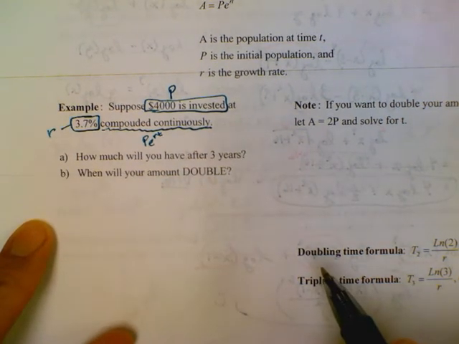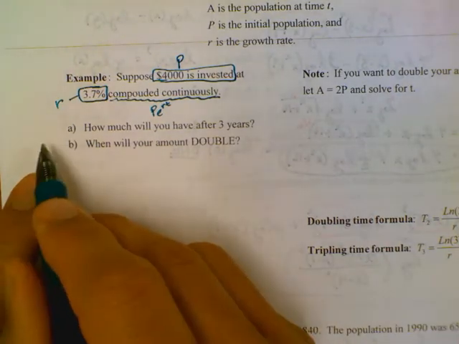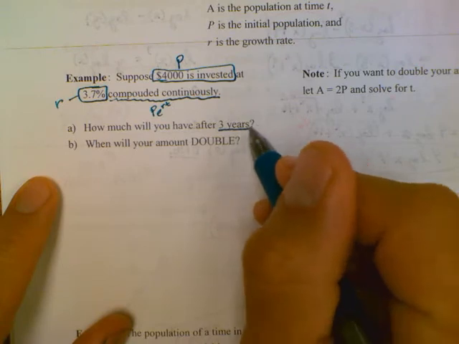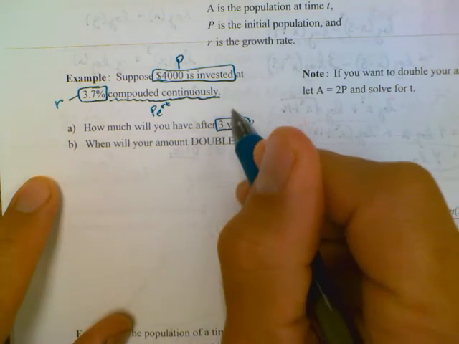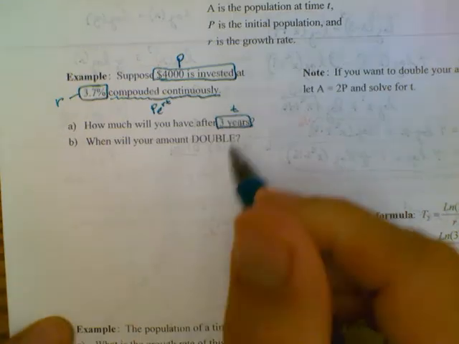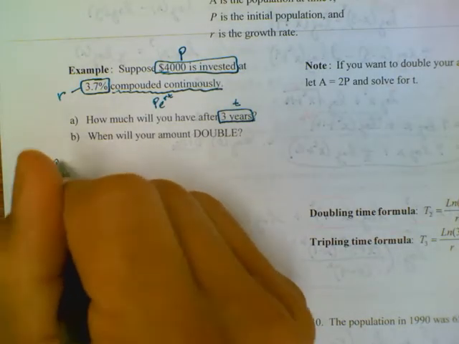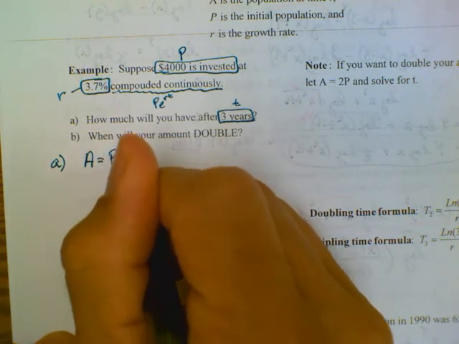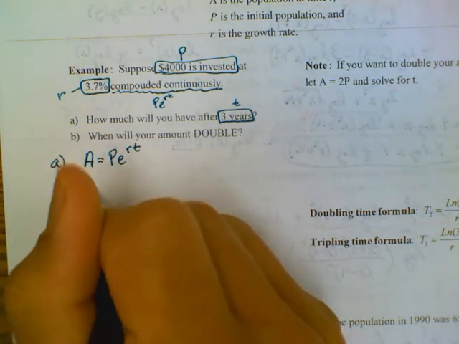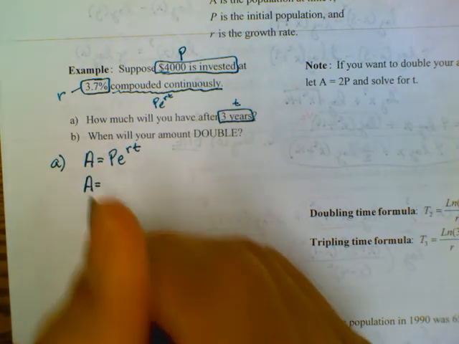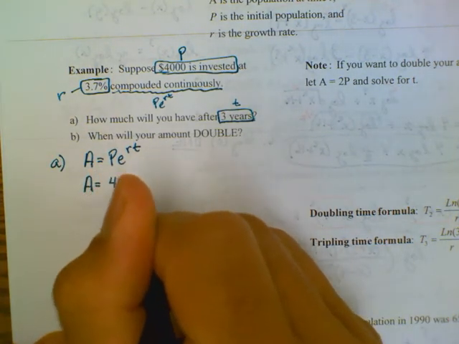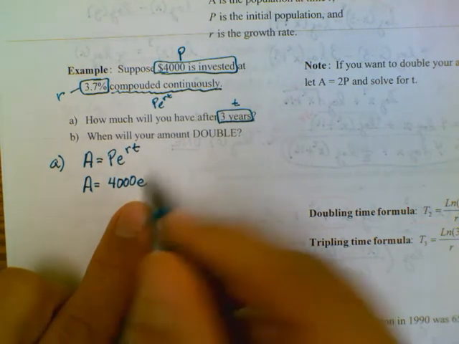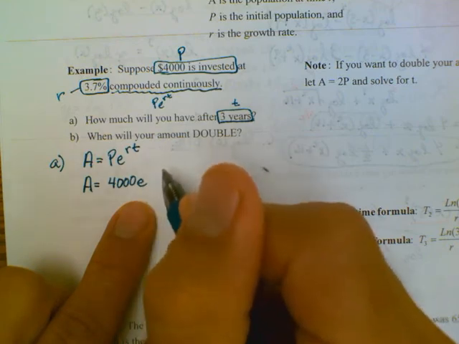Maybe I don't have enough information quite yet, but now it says how much will we have after 3 years. Since it has the unit years next to it, I know that that one is lowercase t. So part A might look like this: A equals P e to the RT, but we're going to be finding A. I know that P is 4,000. I know that e is some number on my calculator, raised to the 3.7%.